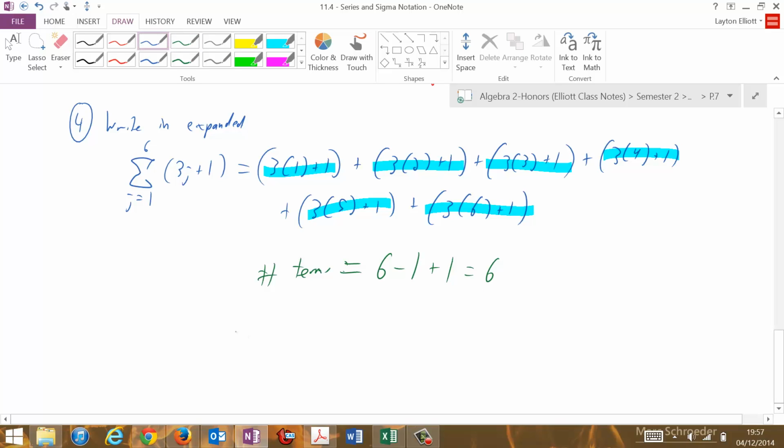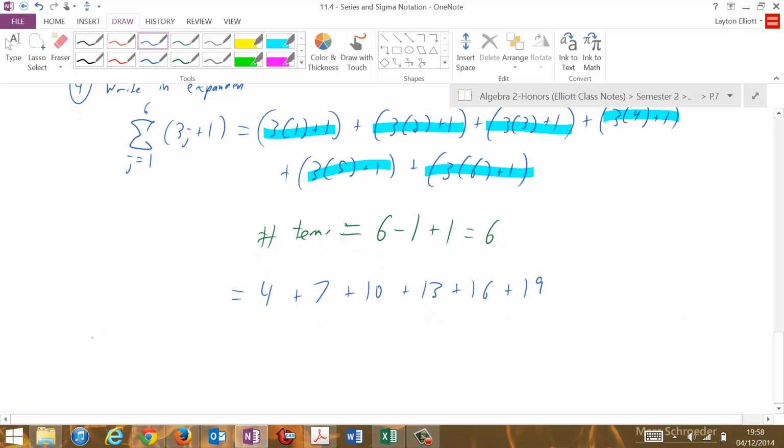Now if I want to simplify this expanded sequence, I can just simplify each term. 4 plus 7 plus, and it's beautiful, once you realize it's an arithmetic sequence, you can just keep going. 4 plus 7 plus 10 plus 13 plus 16 and then plus 19. 6 terms. But I didn't actually ask you to add them, so we're done with that one.